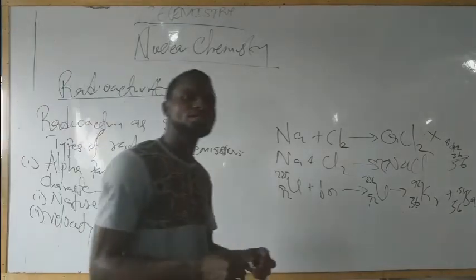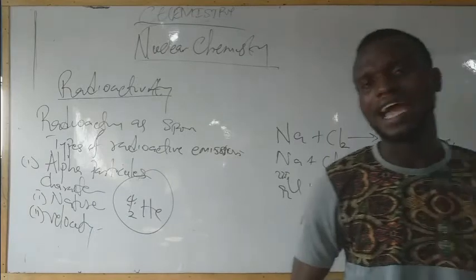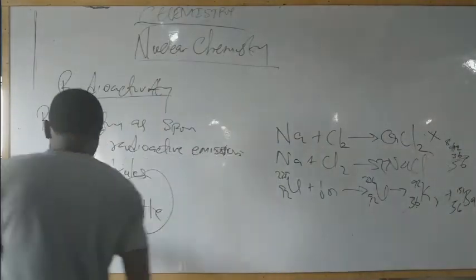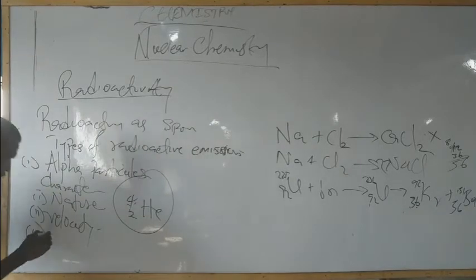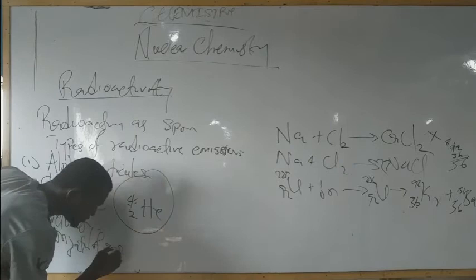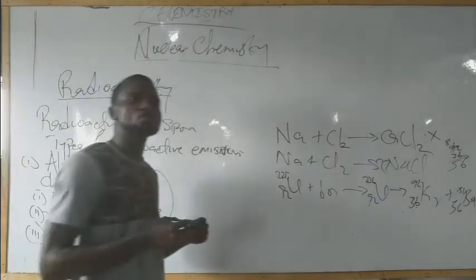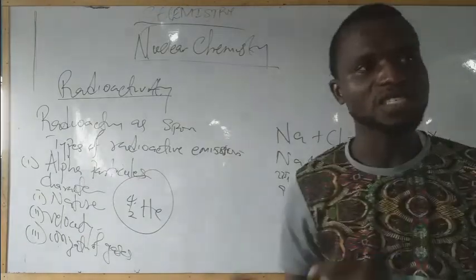Alpha particles travel at a speed of 1/10 the speed of light. Then 3, ionization of gases. Alpha particles cause serious ionization of gases due to their very small size.